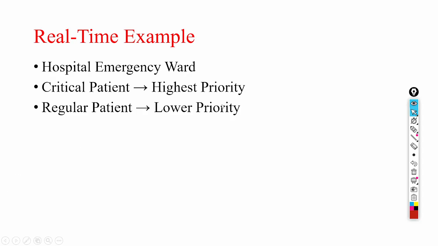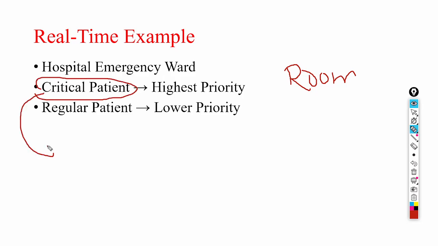In a hospital emergency ward, a critical patient has the highest priority and a regular patient has the lowest priority. Consider a hospital emergency room. There is a patient with a heart attack, whom we call the critical patient.